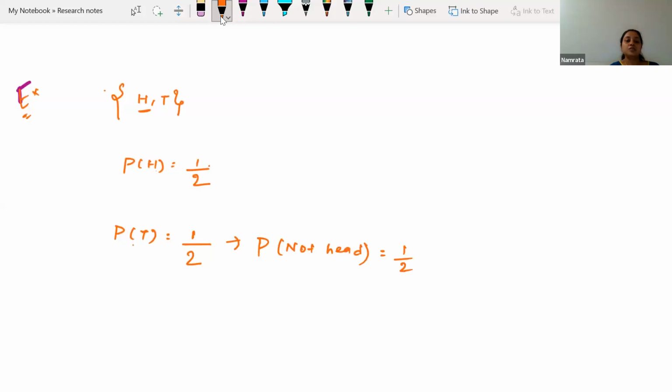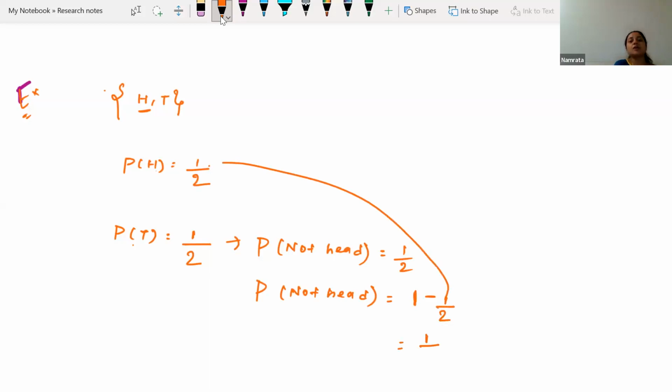From here we are getting one relation: the probability of not head, or in other words tail, can be found from 1. That is the total probability, when we are sure, the probability is 1. From there, if we subtract the head probability, we will get the probability of not head. Let's do the same with another problem so that you can understand in a better way.